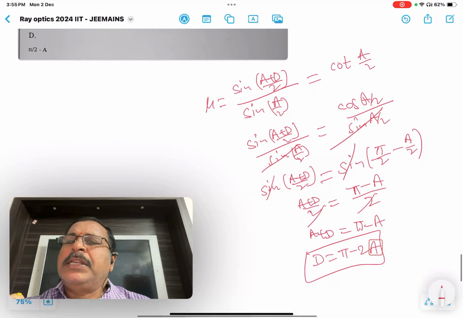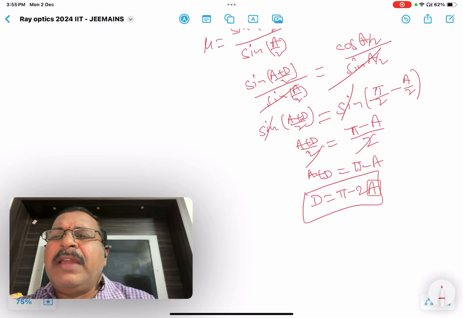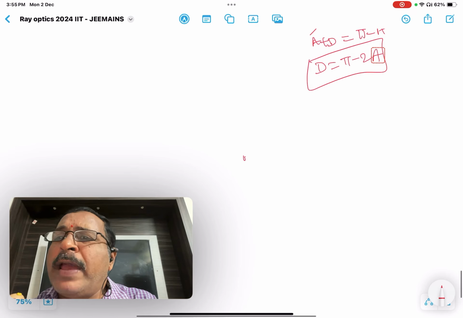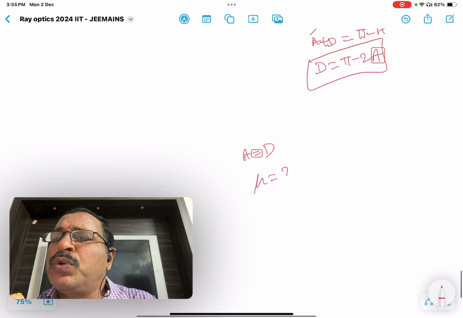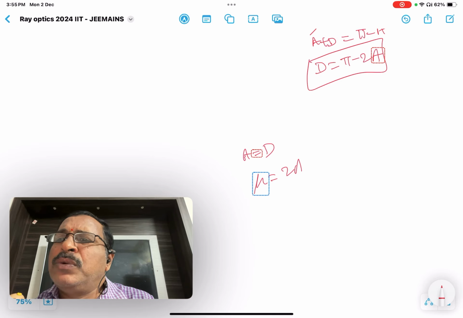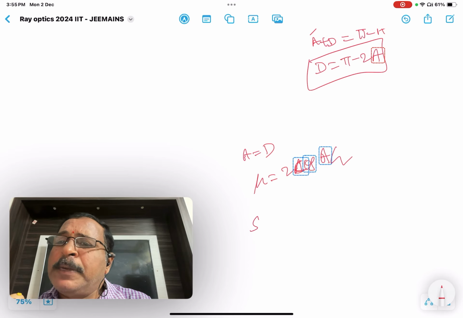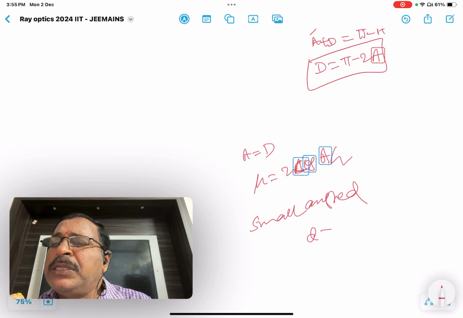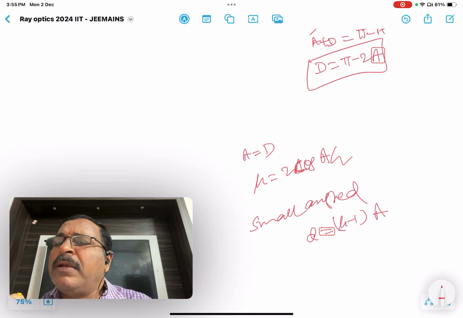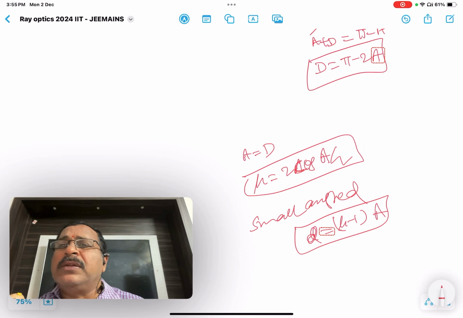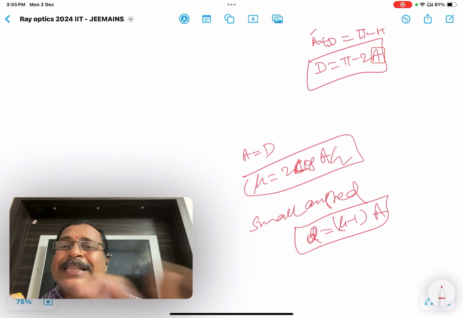My dear students, in prism so many concepts and formulas are there. Suppose if A value equals D value, mu equals 2 cos A by 2. And for small angle prisms, D equals (mu minus 1) into A, the angle of deviation formula. Based on this, they may ask questions this academic year 2025. That is BMS sir's expectation.